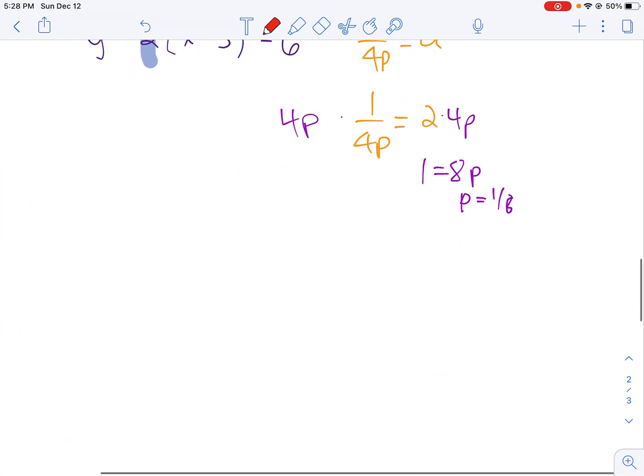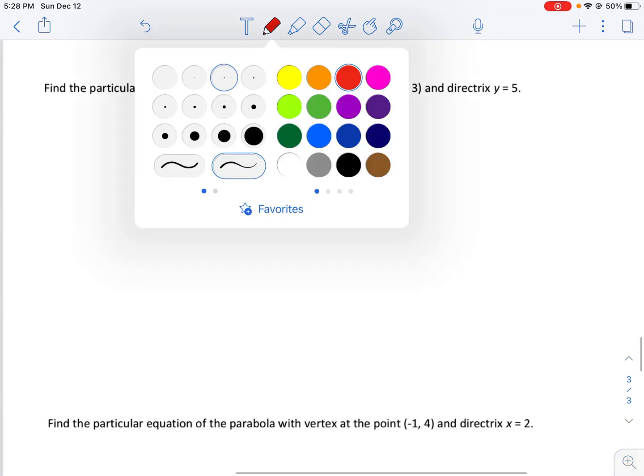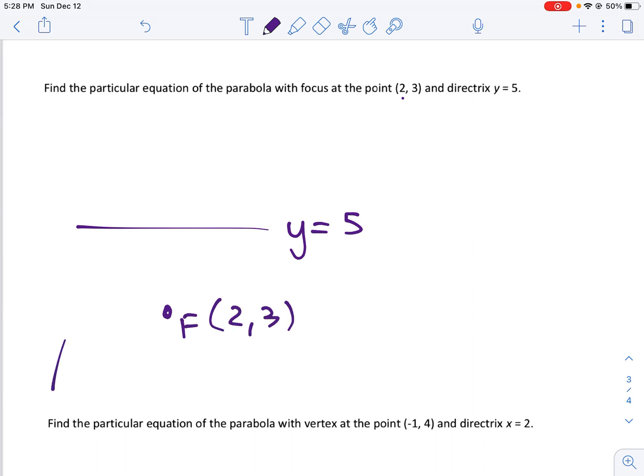All right, let's take a look at this next example. So they give us a directrix. I'm going to start with the directrix, y equals 5. And then the focus is at 2, 3. So 2, 3 is actually down here below the line. That's my focus, which means my vertex is halfway between those. So this total distance, if I look at my y values, is 2, which means that each of those distances is 1. So P equals 1.